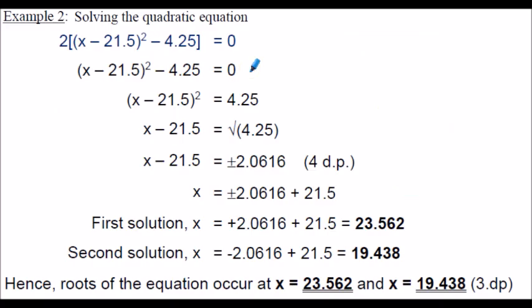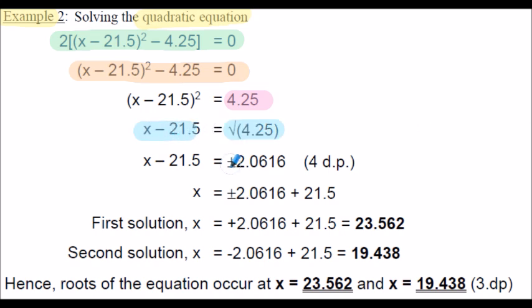If we now solve example 2 to find the roots of the quadratic equation, just restating the completing the square form from the previous slide. First thing here is I've divided throughout by 2 to produce this equation. I've added 4.25 to both sides of the equation. I've then square rooted both sides of the equation. You always end up with a positive and negative answer, which I've stated here to 4 decimal places.